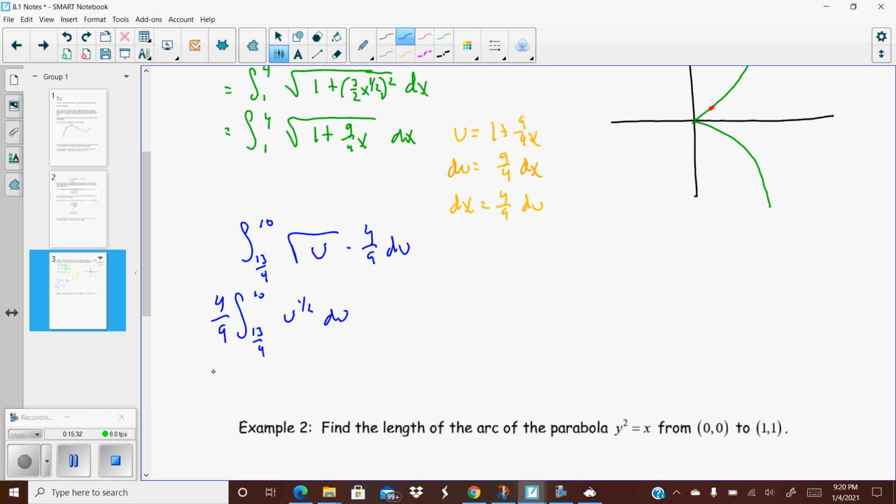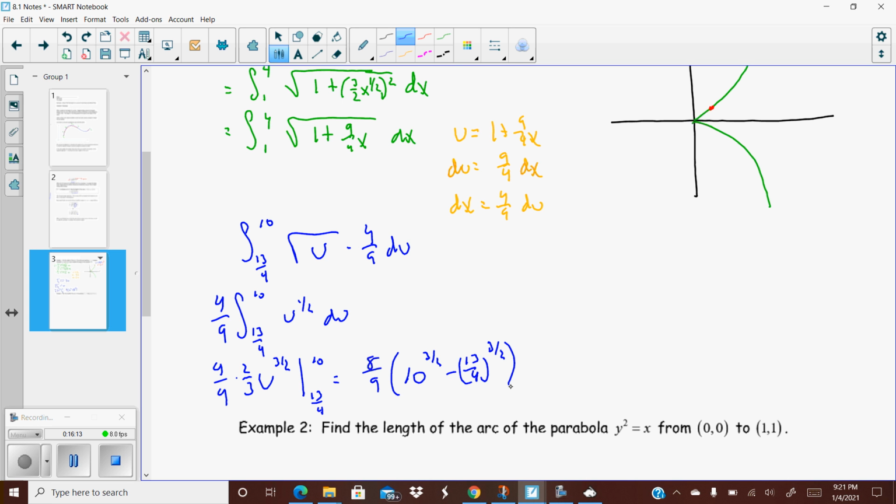And then I can do the antiderivative, which is going to be 4/9. U to the 1/2 is going to become u to the 3/2. Dividing by 3/2 is multiplying by 2/3. And then I'm going to evaluate that from 13/4 to 10. This is not going to be a pretty value. So it looks like we're going to get 8/9 of 10 to the 3/2 power minus 13/4 to the 3/2 power. Whatever the heck that is. We'll figure that out because we'll plug it into a calculator in a little bit.